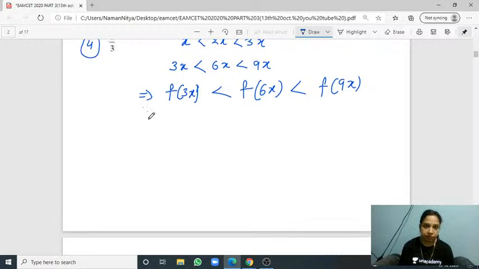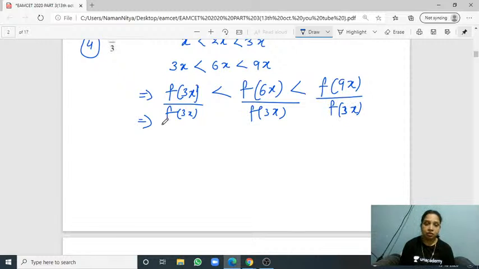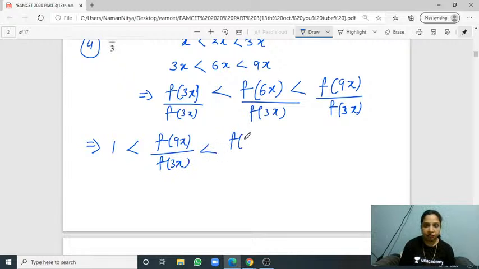So now after this, what can we say? If I am dividing throughout by f of 3x, what will I get? So here I will definitely get 1 less than f of 6x divided by f of 3x less than f of 9x divided by f of 3x.